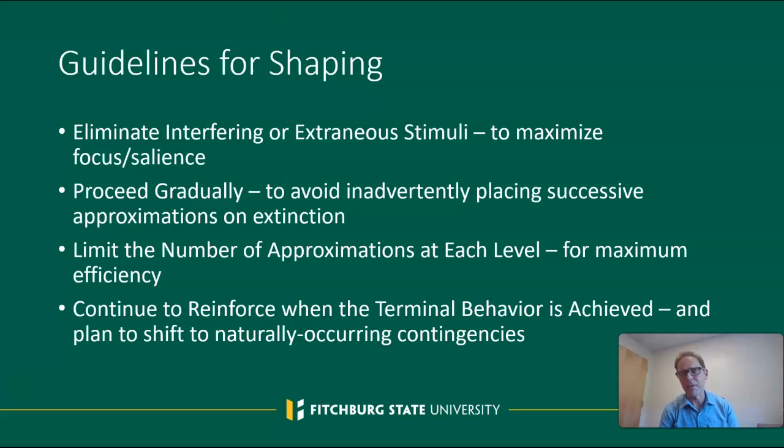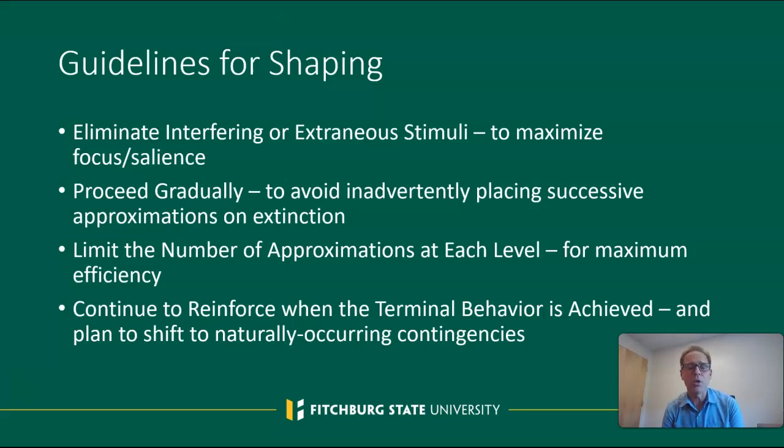On the flip side, we may want to limit the number of approximations at each level. And this is really about efficiency. You know, we've got this process of differential reinforcement of successive approximations. That does mean that at some point we have to stop reinforcing the current approximation in the name of being able to reinforce approximations that are closer to the terminal behavior. So we really need to think about, okay, now we've established something that's closer, that's our new baseline. It's time to stop reinforcing that and reinforce something that's a little bit closer.